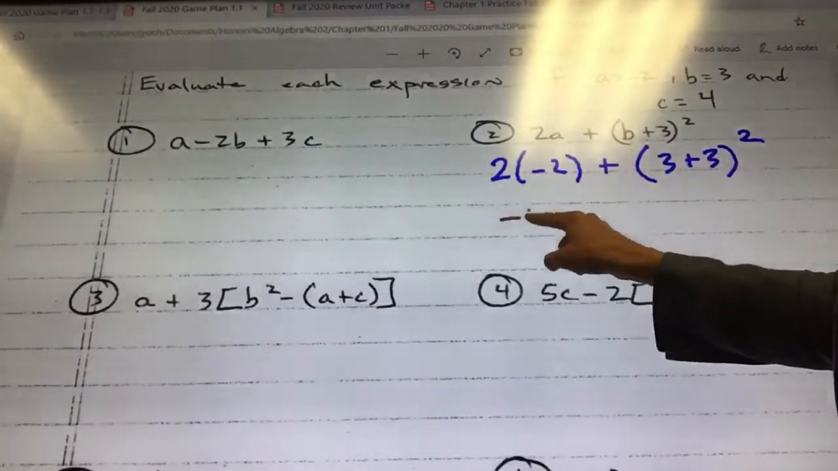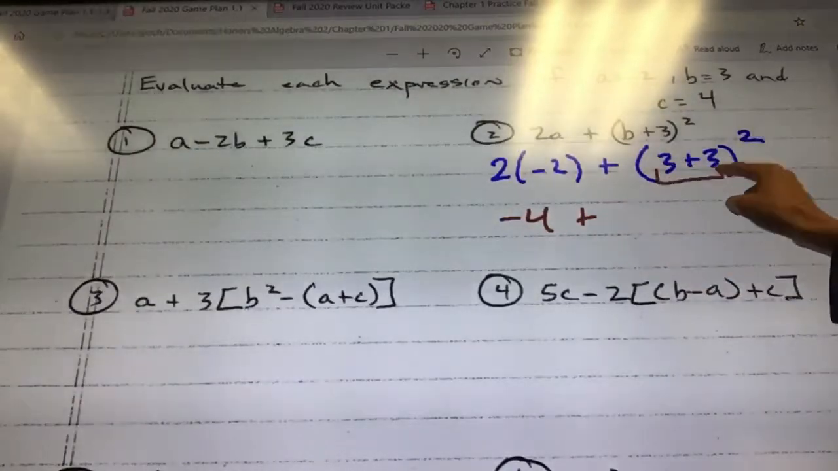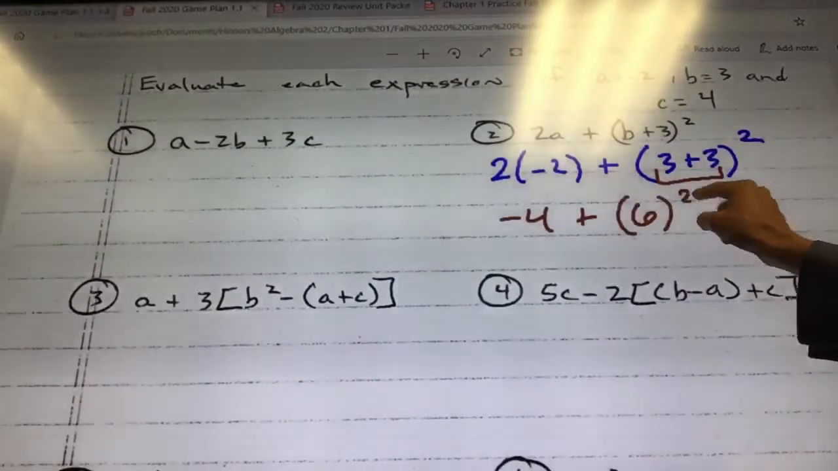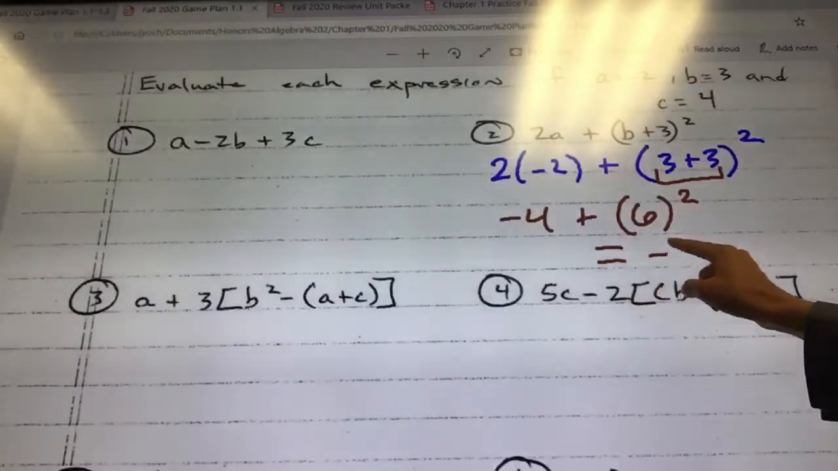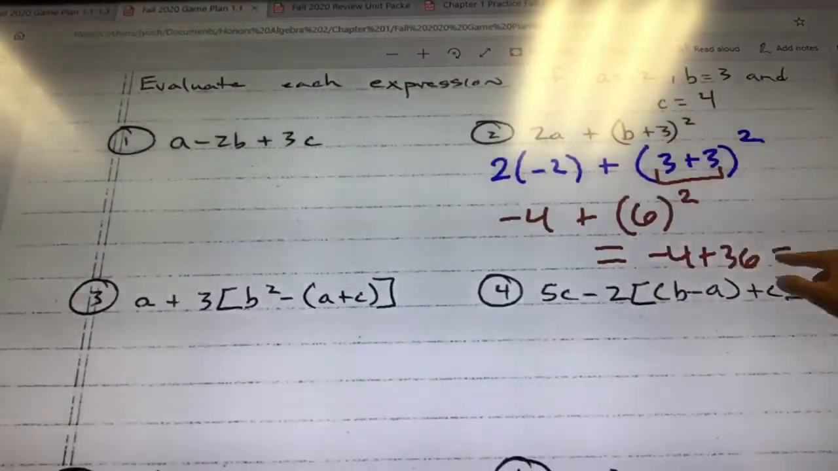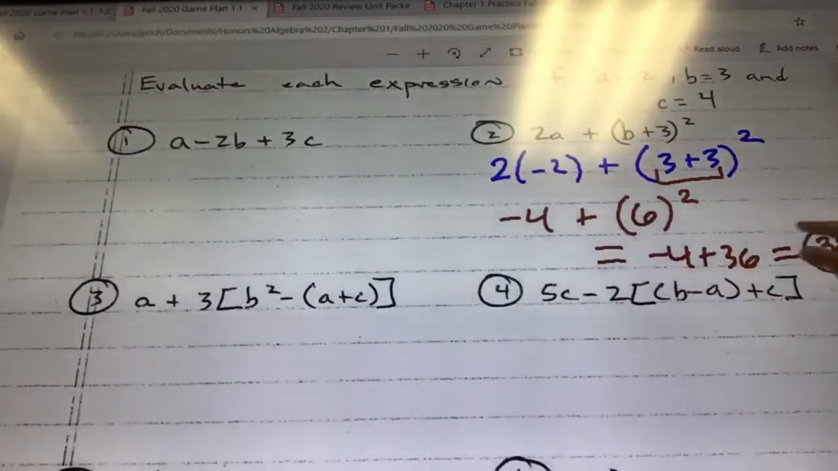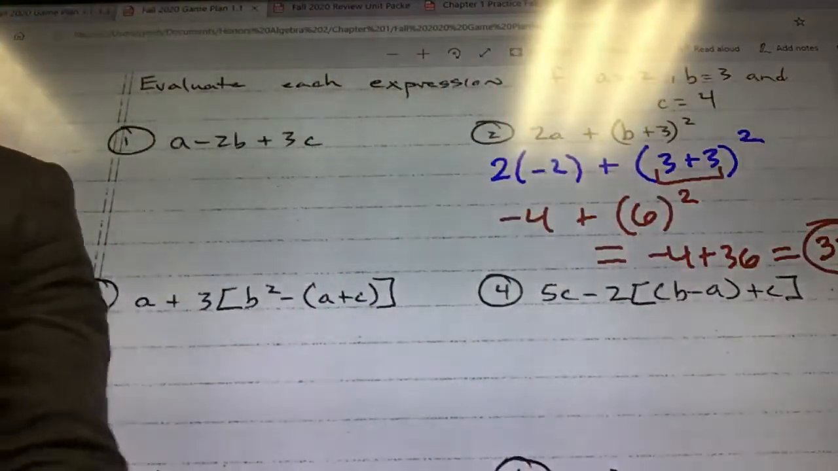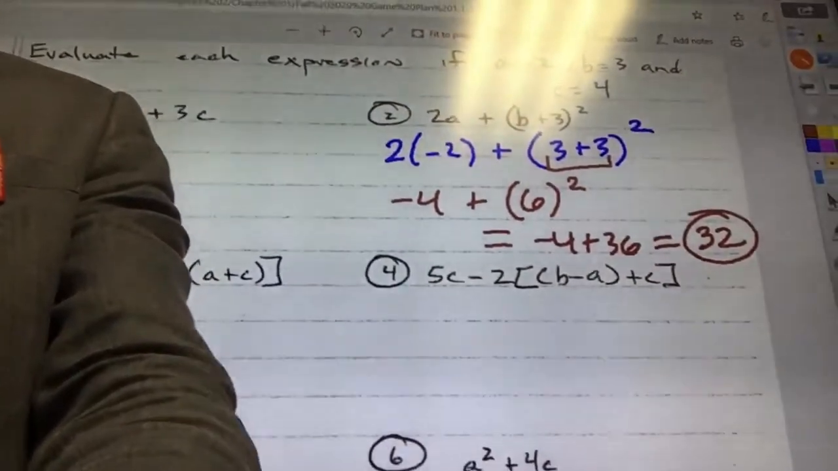2 times a negative 2 is a negative 4. I can do that by itself. I know I should do the parentheses first, but 2 times negative 2 by itself is no big deal. I definitely need to square 6, add it to a negative 4 to get 32. You guys all know what you got.